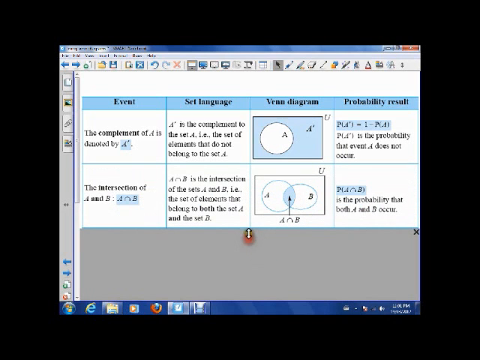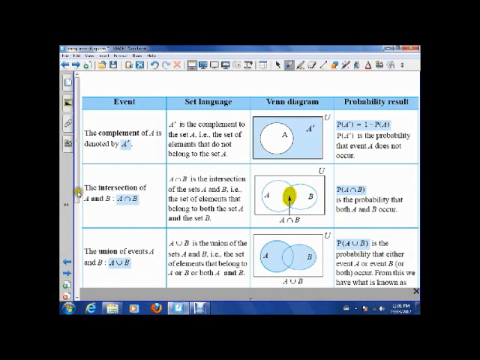The intersection of A and B. So A and B are two sets, let's say kings and hearts. The intersection is everything that's in both. So this would be the king of hearts. That's in both kings and hearts. So the intersection is the thing that happens in both A and in B. And in a Venn diagram, it's this little crossover area right here. So that right there is the intersection.